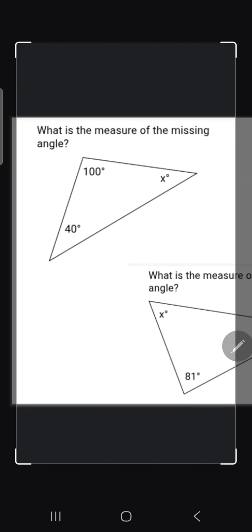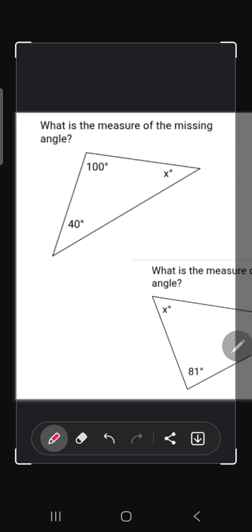So if we look at the first problem here, we have 100, we have 40, we have x. We're looking for that last angle. You can take 180 and subtract the sum of the other two angles, which would be 140. And that would end up being 40 degrees for that last angle.